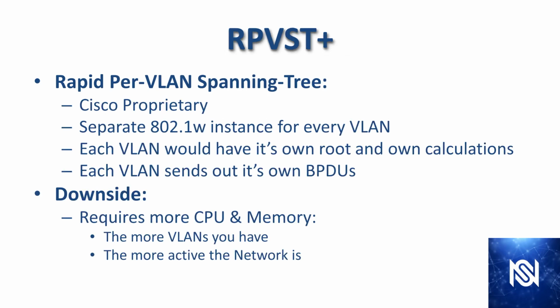Rapid Per-VLAN Spanning Tree, which goes by the abbreviation RPVST Plus, where the plus means that it's compatible across 802.1Q trunks. It's a Cisco proprietary protocol. It means that there is a separate 802.1w instance for every VLAN, so each VLAN is going to have its own root, its own calculations, and it's going to be sending out its own BPDUs.